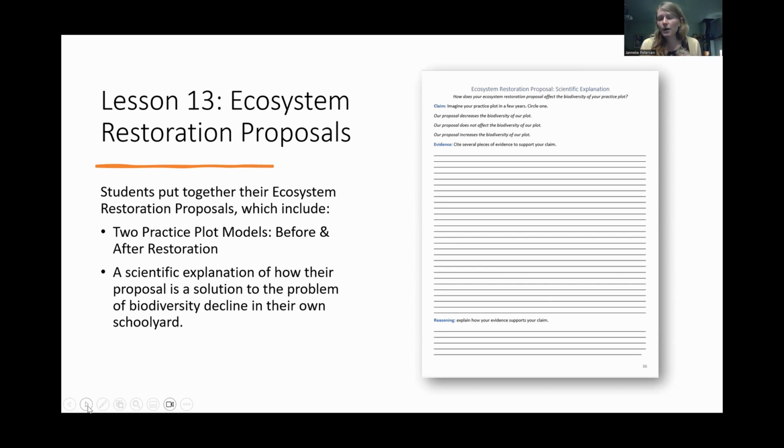And for the practice plot models, since each group has collaborated on these models for the duration of the unit, they can turn those in as a group product. So how you grade this is really up to you, but one option would be to give a group grade for the practice plot models and then an individual grade for the scientific explanation, the written explanation.